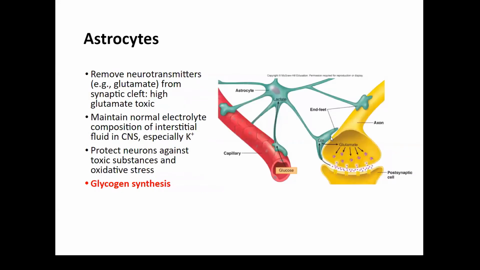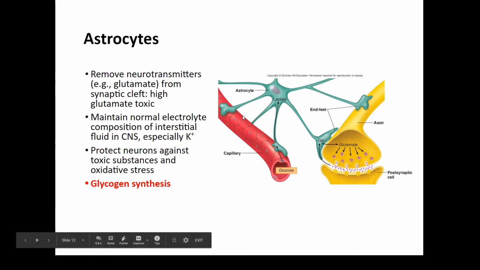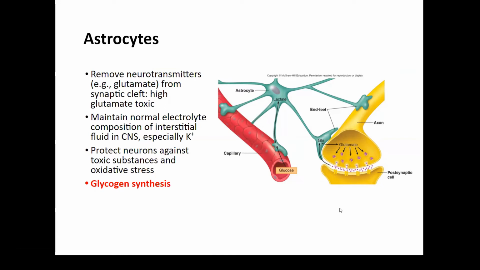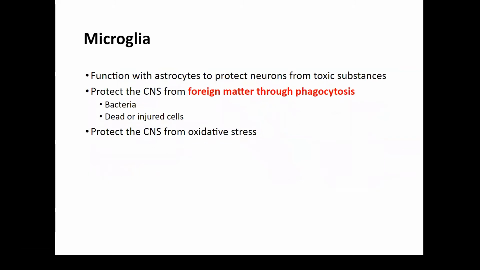So they help maintain conditions in the central nervous system, and they protect neurons against toxic substances. So this again is going to be part of this blood-brain barrier concept that we're going to see in a second. Another cool thing is that they're involved with glycogen synthesis. And we'll see that a really important thing for the brain is to have constant availability of glucose.